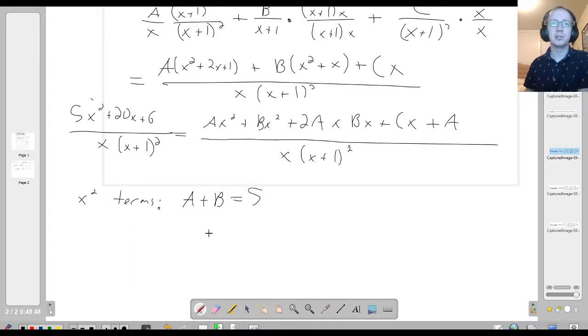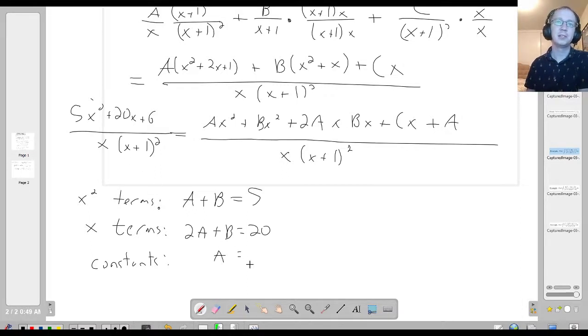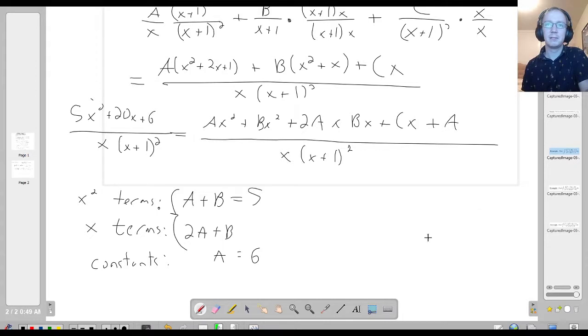Okay, now let's look at the x terms. So on the right side, my coefficient of x is 2a plus b. On the left side, my coefficient of x is 20. Finally, let's look at the constant terms. On the right side, my constant term is a. On the left side, my constant term is 6. So I've got, oh, I left something out. There's a cx there. That would have been bad.